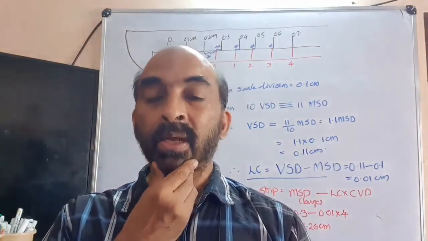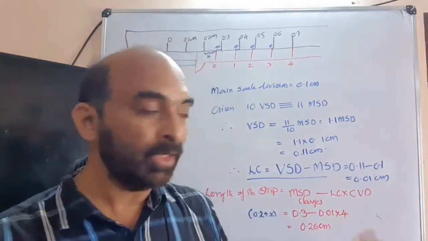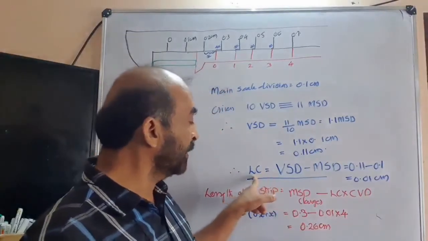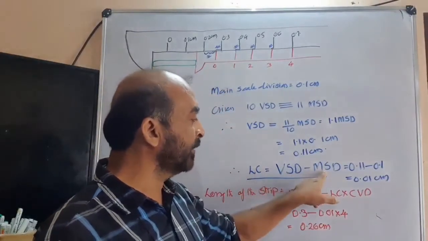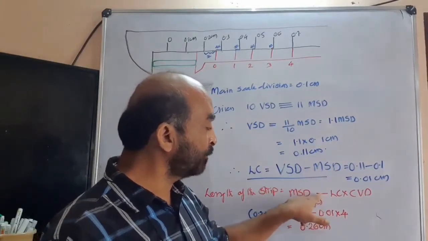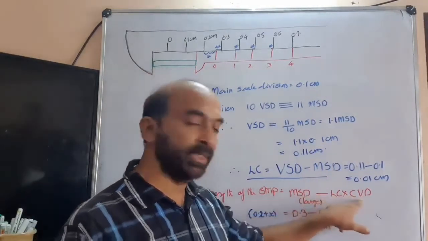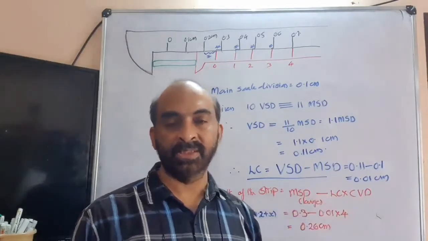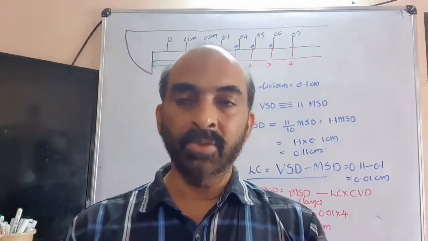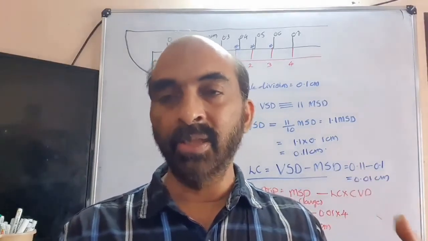Correspondingly, there will be a change in the format of the equation also. Since we find least count as VSD minus MSD, in the equation, in the place of plus LC into coinciding vernier division, we will have to change the sign to negative. Otherwise, sign complication will arise. So we have to modify the sign in the equation also.